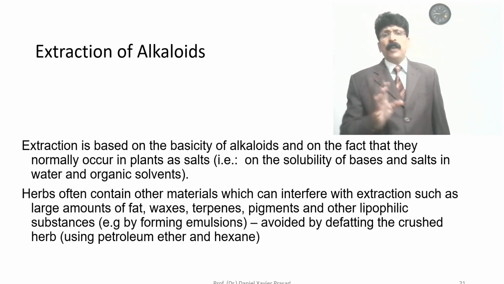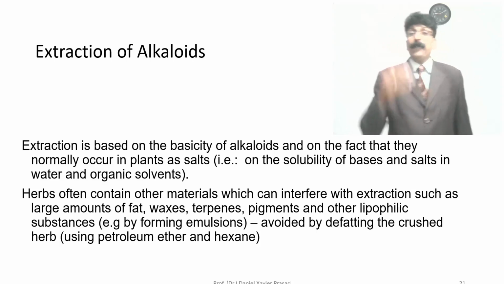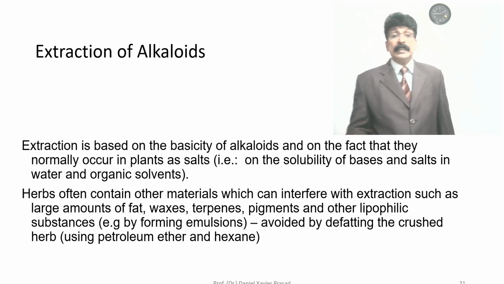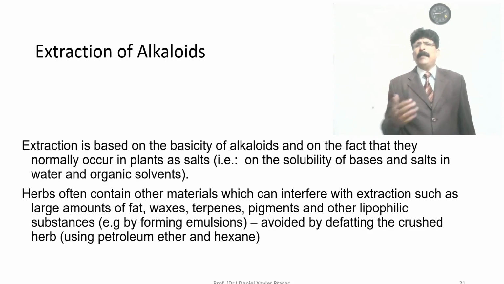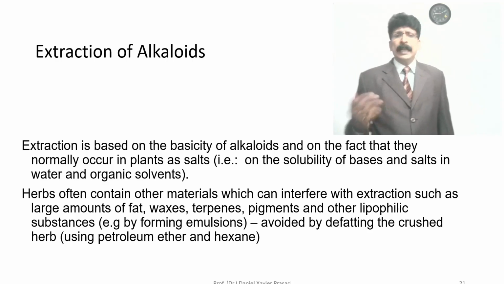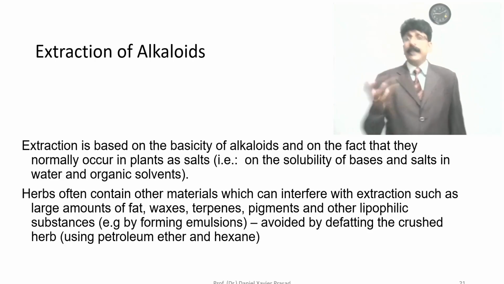Herbs often contain other materials which can interfere with extraction, such as substances causing emulsions, so defatting is very important. Defatting can be done with low-polarity solvents like hexane or petroleum ether. First you remove the fats, which may hinder the separation of alkaloids. The extraction method normally depends on the raw material selected and the purpose of extraction, and the scale, the quantity, is very important.